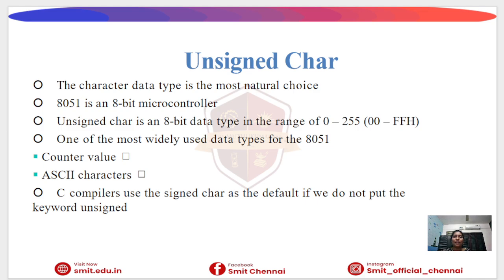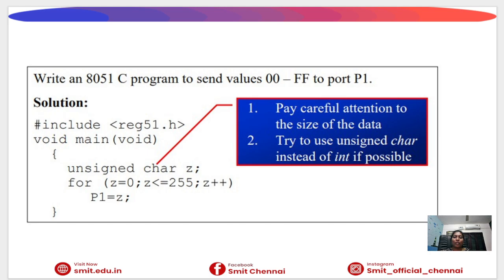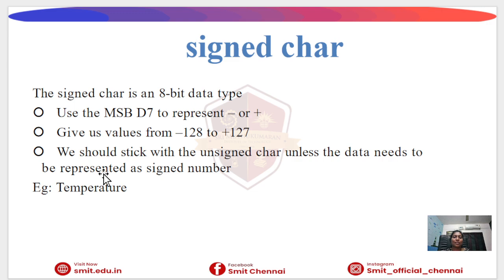If you don't write unsigned, most compilers assume it is a signed character by default. This can cause unexpected results. So if we want to do these things, we have to use unsigned characters. Pay careful attention to the size of the data. So how do we declare unsigned characters and what is the size of the data? Instead of int, we try to use unsigned characters.